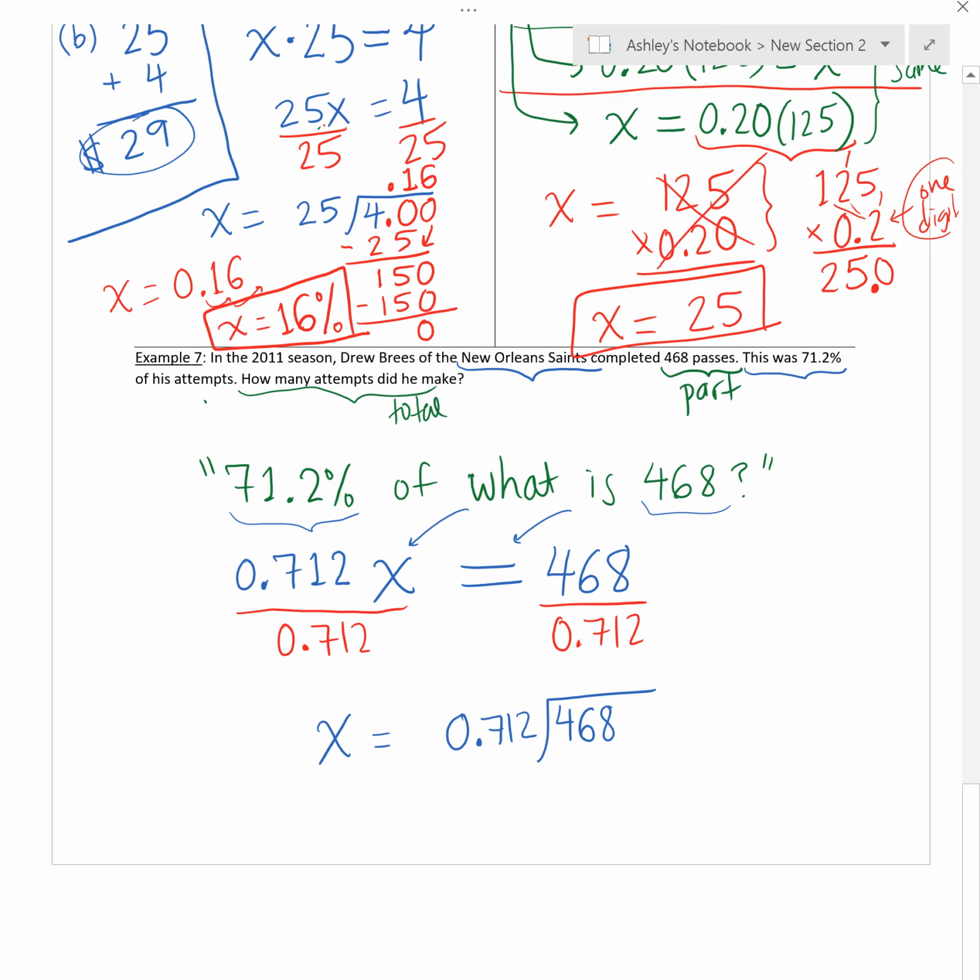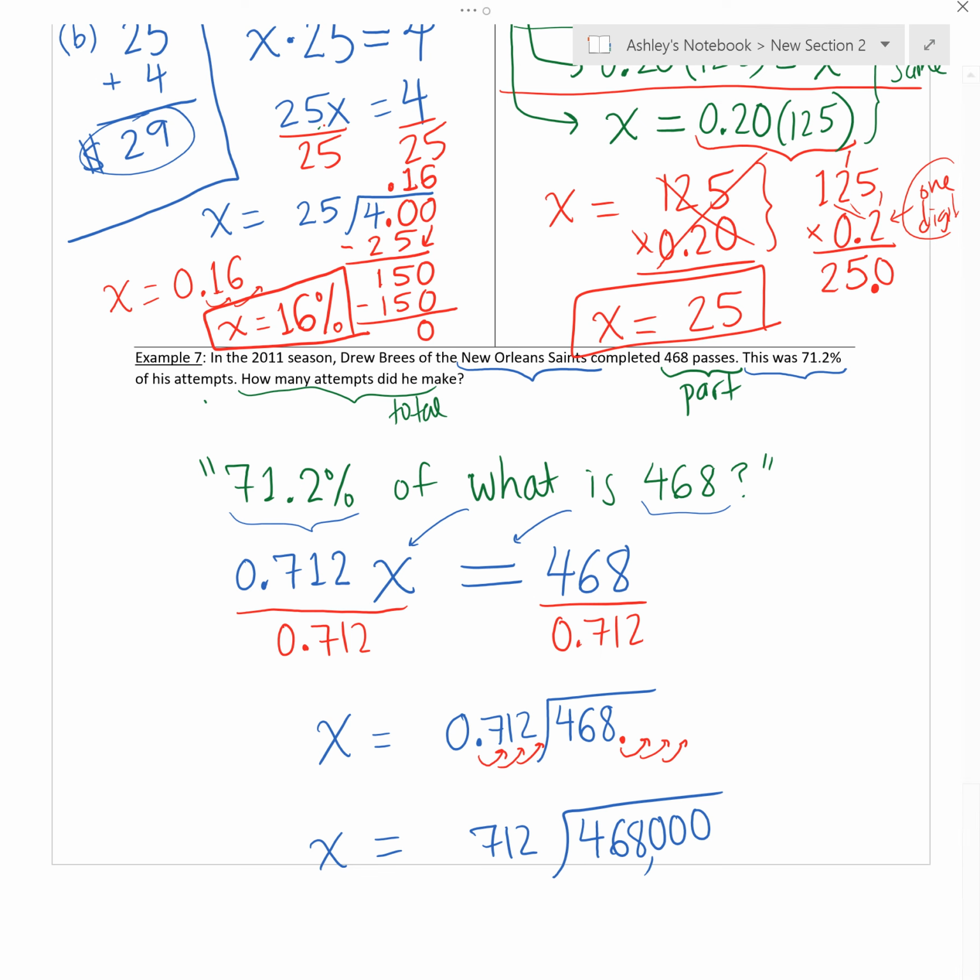I think I'm going to move the decimal again. Remember, when you divide, you're free to move the decimal as many times as you want to make it a whole number, as long as you do the same for the other number. I have to move the decimals 3 times to make both of them whole numbers. So this will really become 712 into 468, but now that I move the decimal 3 times to the right, it's going to add 3 zeros: 468,000.